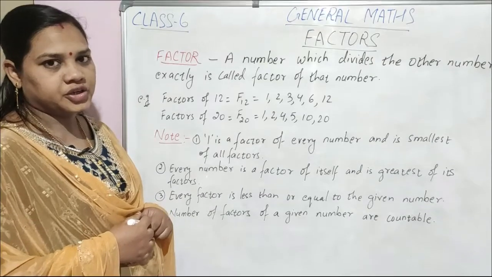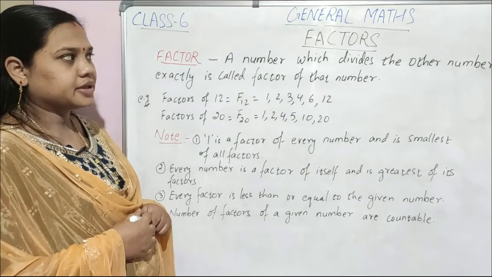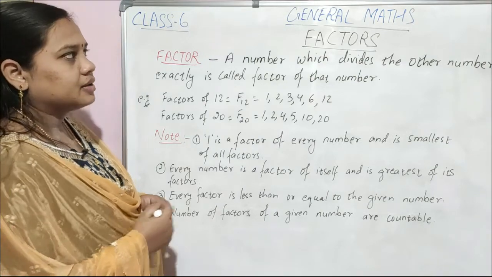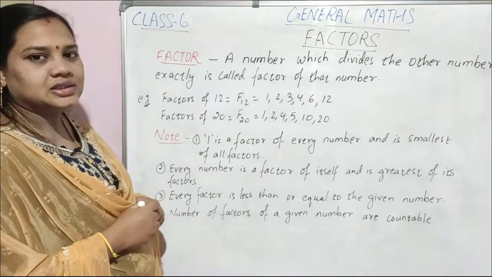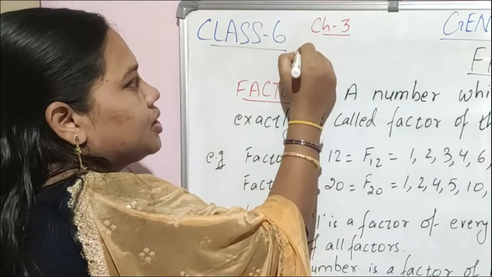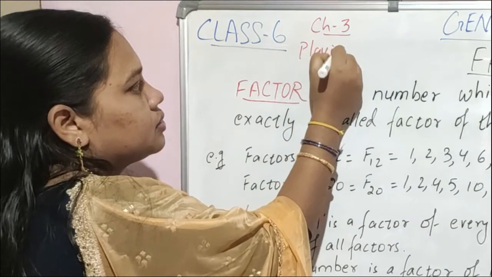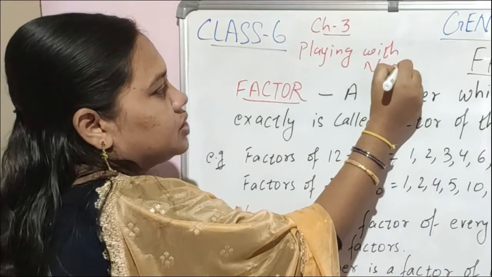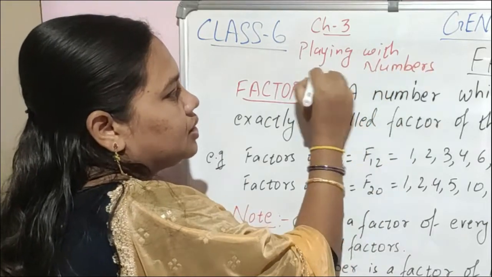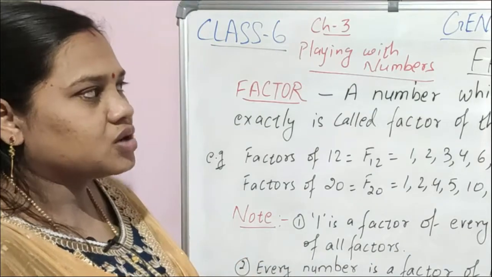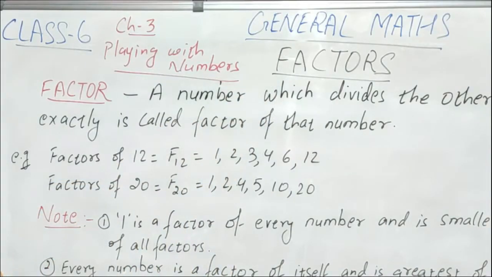Okay children, take your notes and write today's date, time and subject, general maths. What chapter are we doing? Chapter 3, Playing with Numbers. In that, what is the subtopic we are doing? Factors. Okay children, now write the definition.